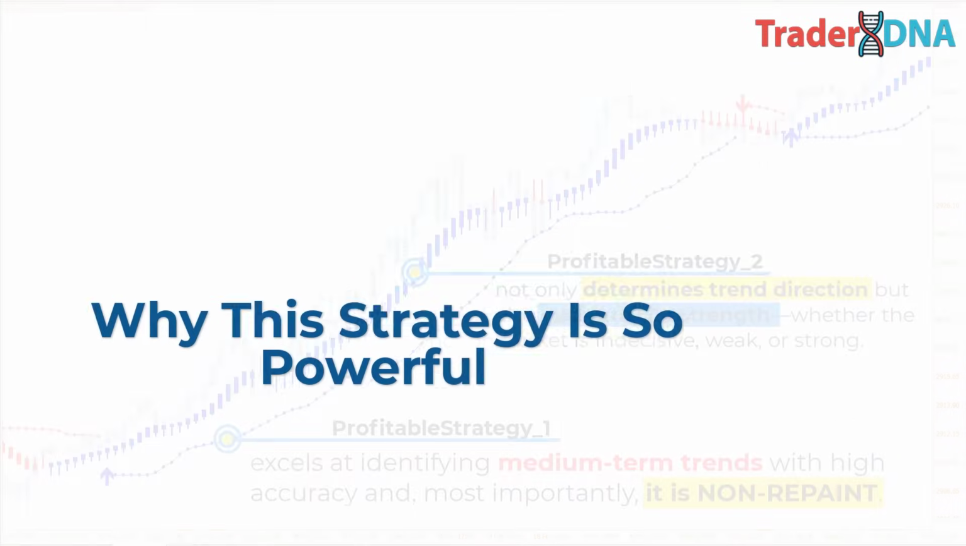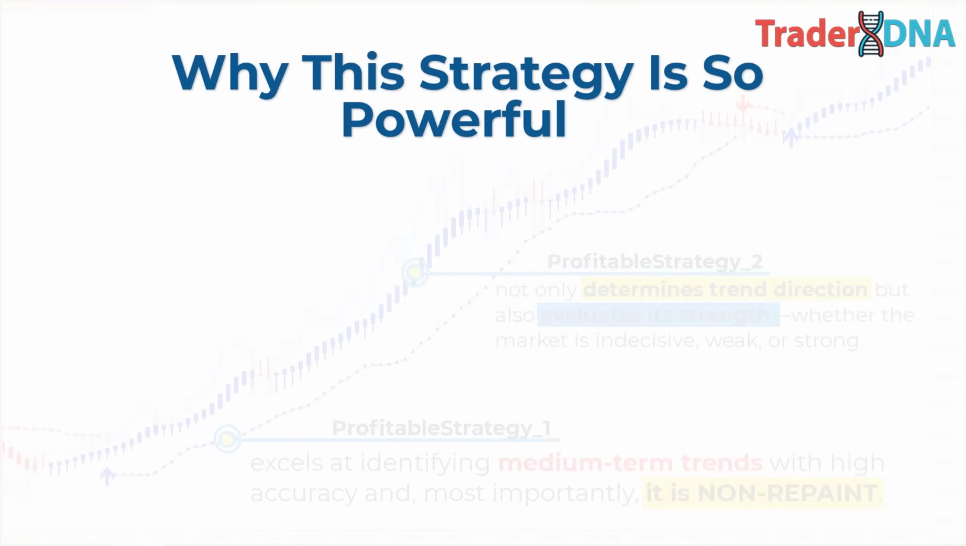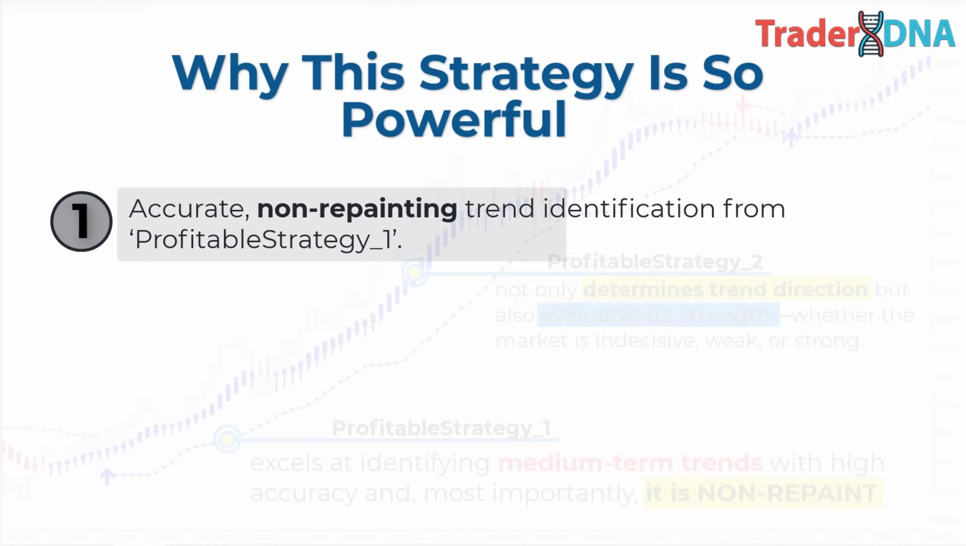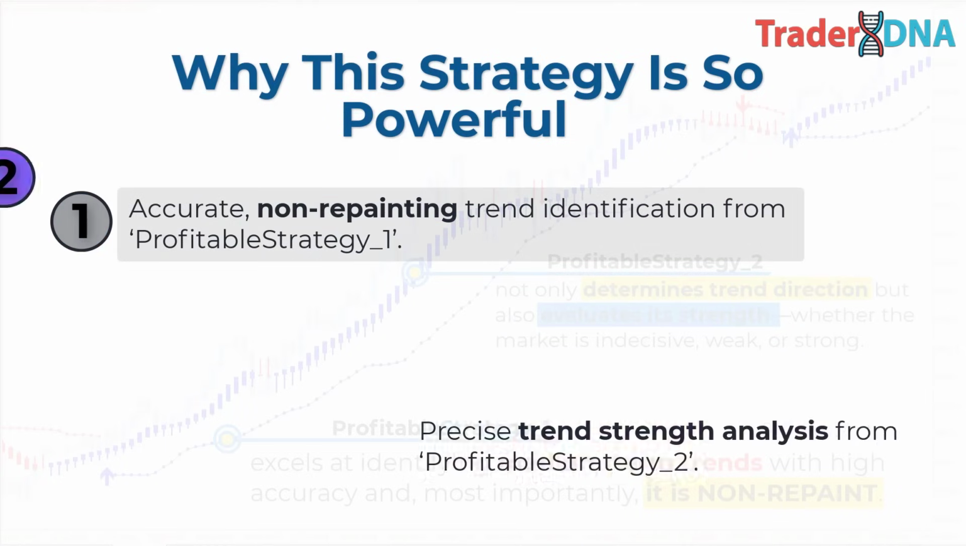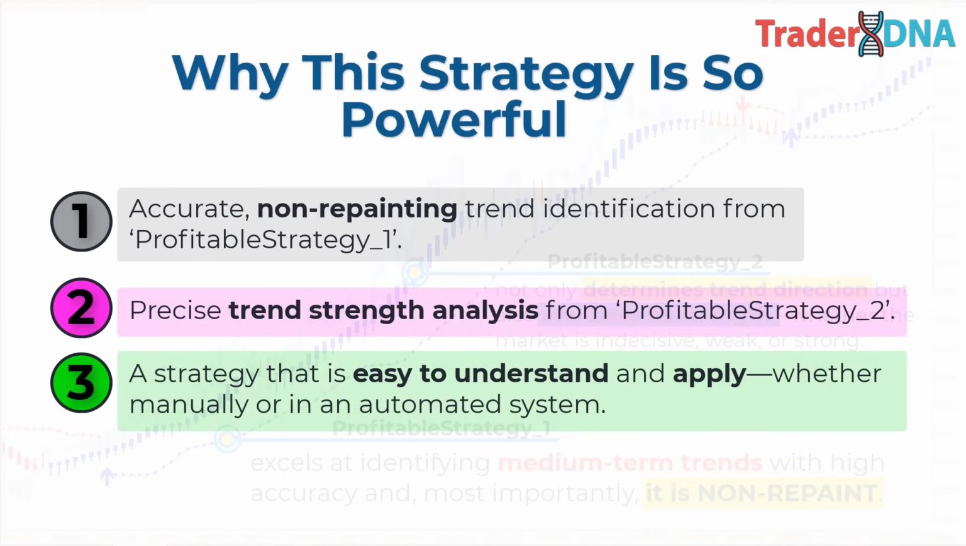Why this strategy is so powerful? Now you can see why I say this combination is incredibly effective. You get accurate non-repainting trend identification from indicator 1, precise trend strength analysis from indicator 2, and a strategy that is easy to understand and apply, whether manually or in an automated system. This is a highly reliable trading strategy that can significantly improve your market timing and decision making. Once you master this, you'll be trading with confidence using tools that actually work.